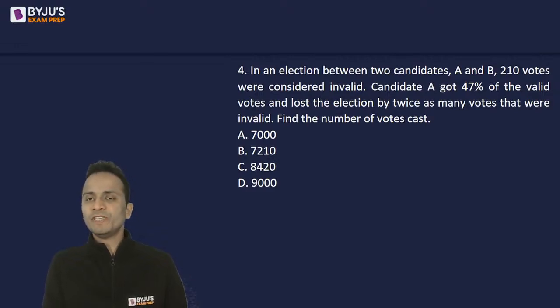So in an election between two candidates A and B, 210 votes were considered invalid. Candidate A got 47% of the valid votes and lost the election by twice as many votes that were invalid. Find the number of votes cast.